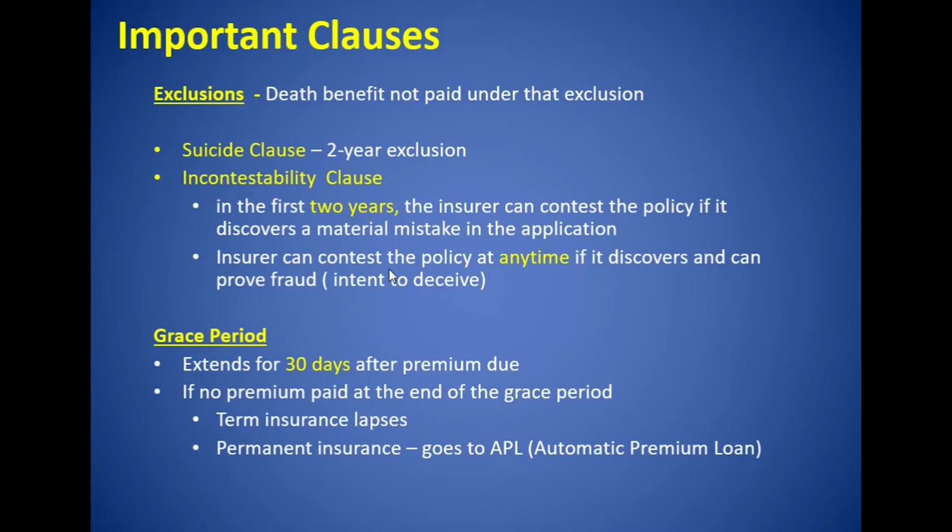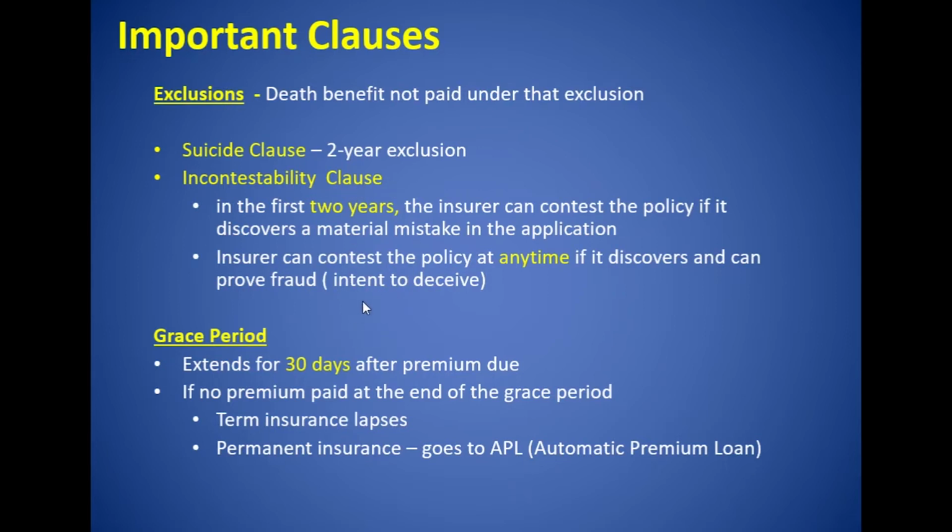So if the insurance company, let's say at time of claim, in their claims investigation, find out that there's something fraudulent in terms of the information that was submitted by the policy owner, or there's fraud involved in the claim, then that policy will not be paying a death benefit. So remember, material mistake has a 2-year limit, but for fraud, they can contest the policy at any time. So that's the incontestability, 2-year incontestability clause.